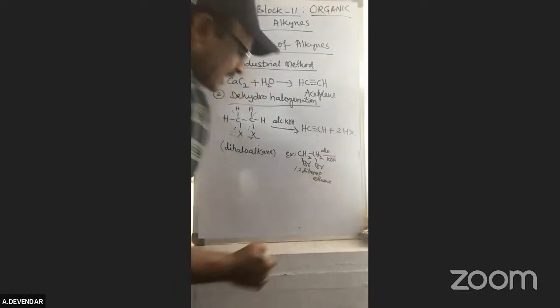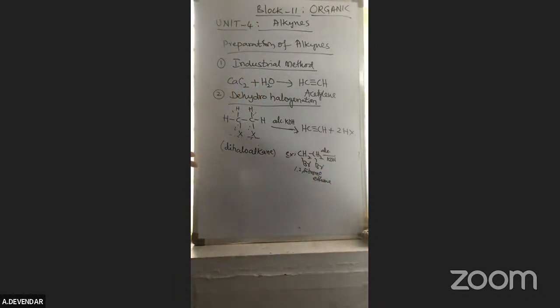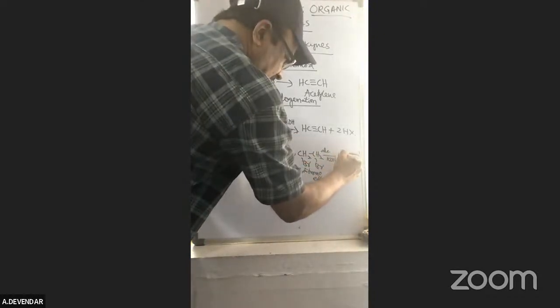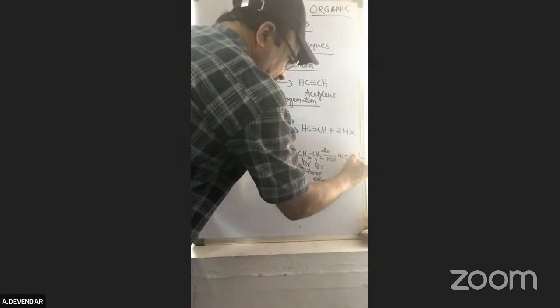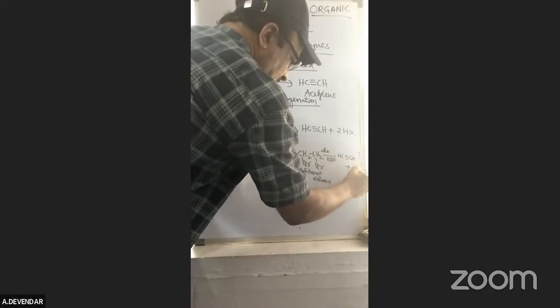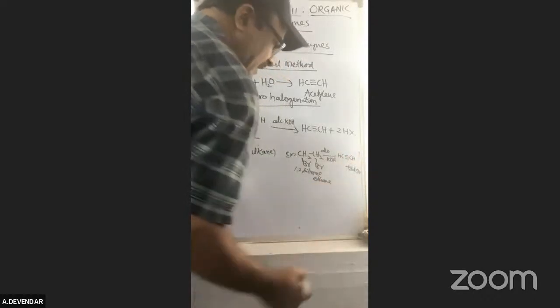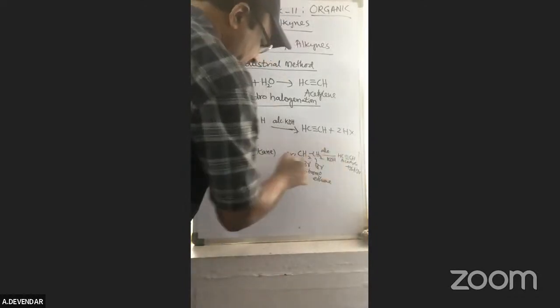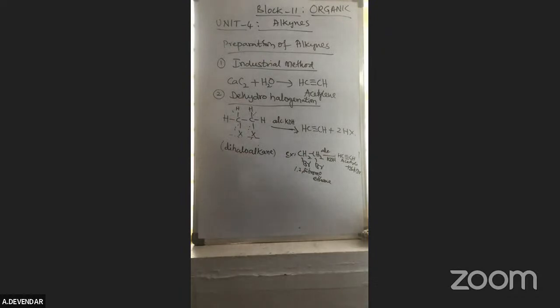So organic chemistry, all of you have forgotten. It's very important. 1,2-dibromoethane with alcoholic potassium hydroxide, we are getting ethylene and HBr, 2 molecules of HBr. That means ethylene is prepared. This is the example of this particular dehydrohalogenation.